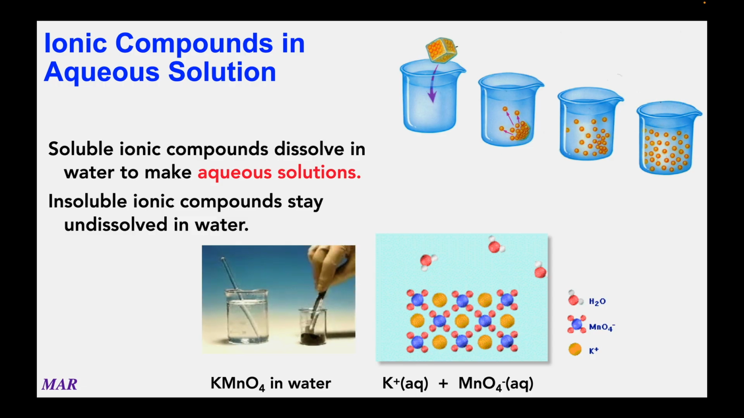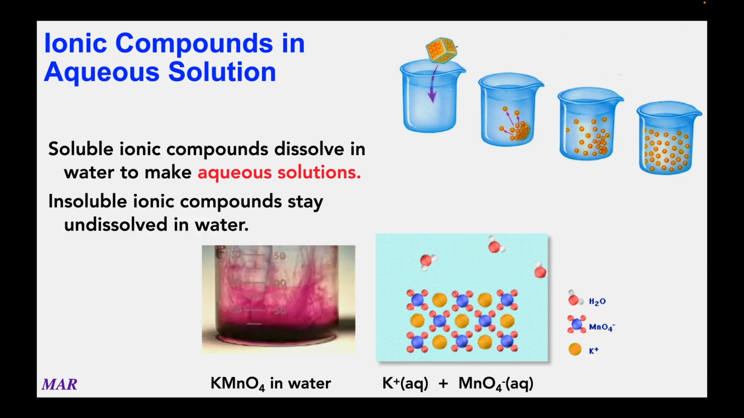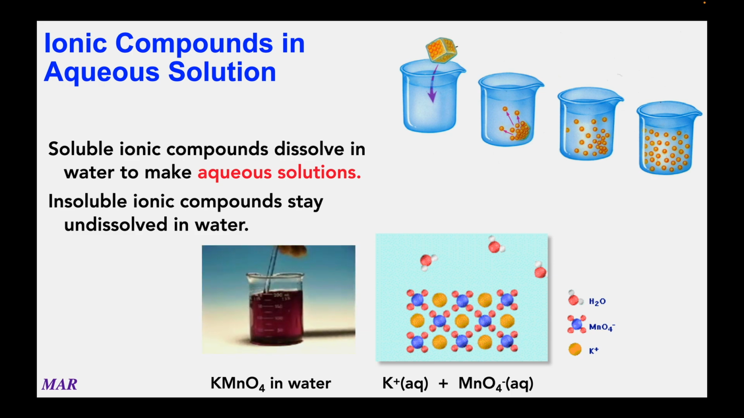Potassium permanganate is an ionic compound. It dissolves readily when mixed with water. Dissolution involves the breaking of the bonds that hold the compound together. The ions become distributed throughout the water, forming a solution.